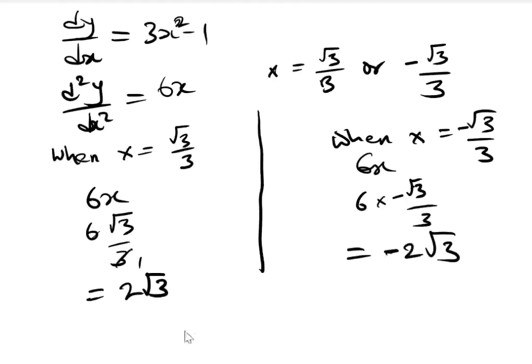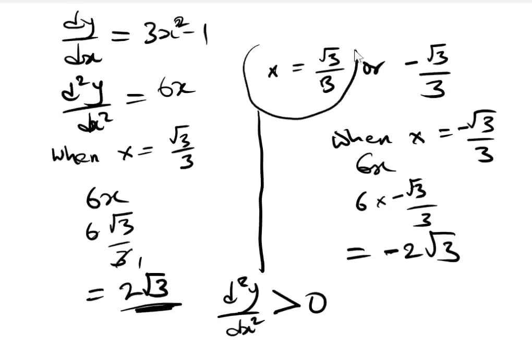But remember, the second derivative d²y/dx² for a minimum should be greater than 0. So at this point, if we check d²y/dx², it is greater than 0. Therefore, the value of x at the minimum is x equals square root 3 divided by 3.